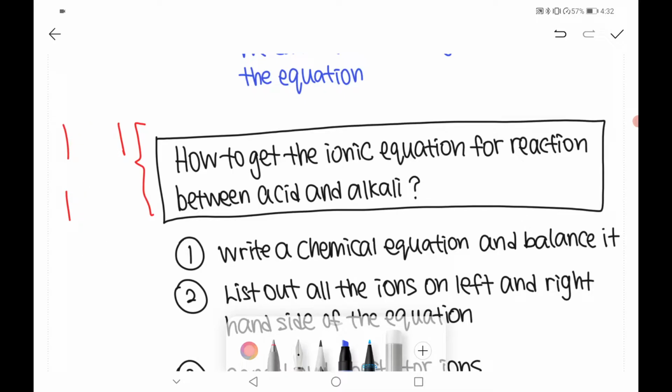For now, we just need to know the simple concept. In Form 4, we don't need to learn so deep. We just need to know the basic concept.